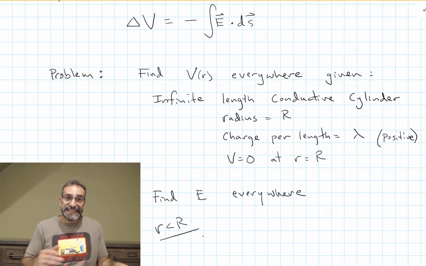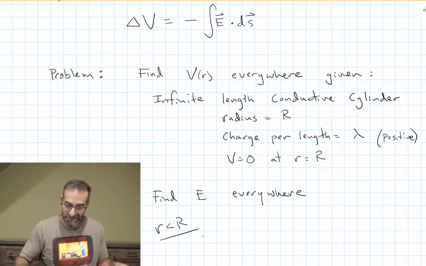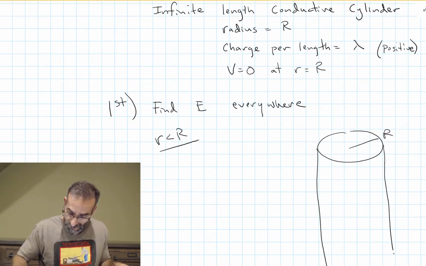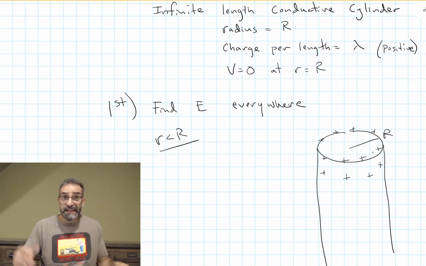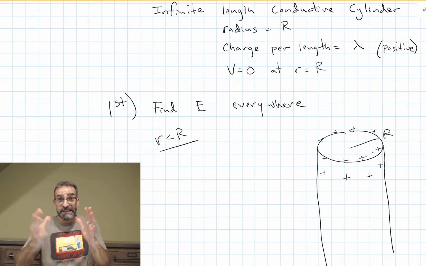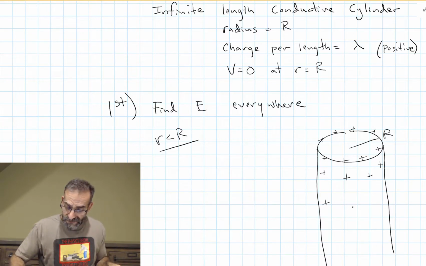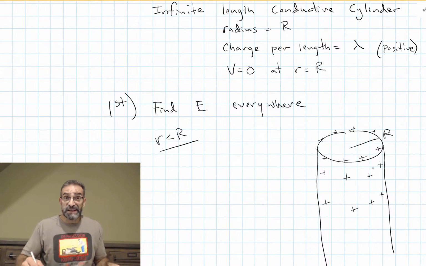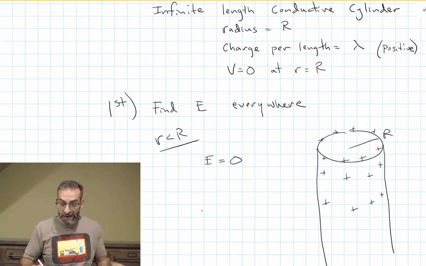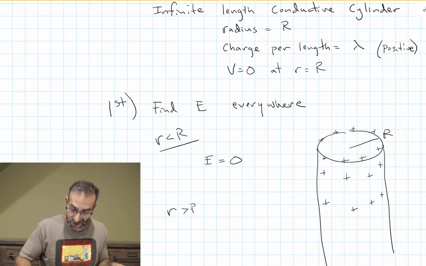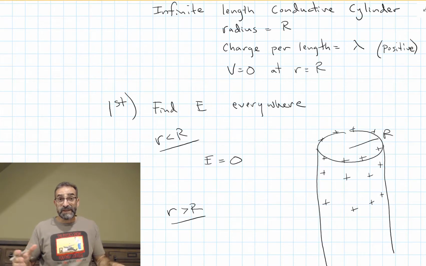We'll start inside the conductive cylinder. We know our conductive cylinder has positive charge over its surface. Because it's a conductive cylinder, any excess charge it has repels itself and ends up on the outermost surface. So inside of this cylinder, I know my electric field has to be 0. Now we'll find the electric field outside of the cylinder using Gauss's law.